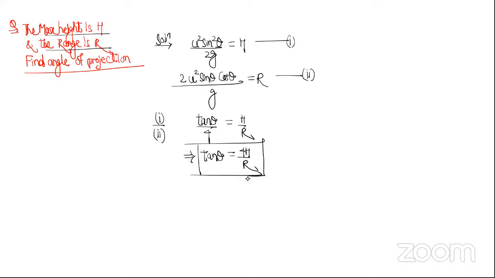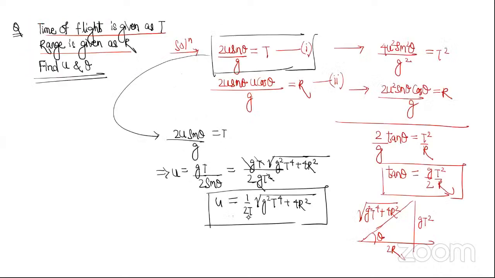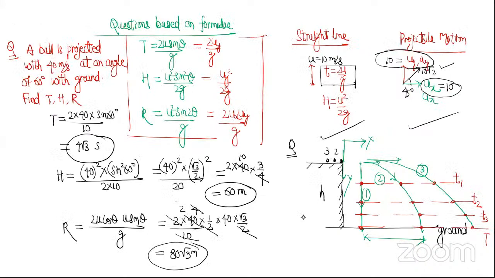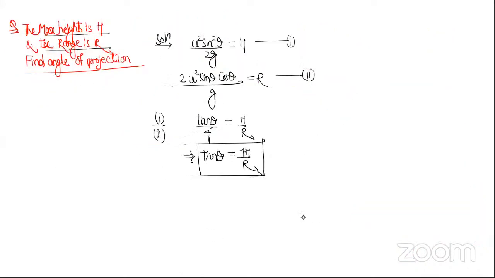So tan theta equal to 4h by r. Now let's solve some different kind of questions. ये तो पता चल गया ना आपको कैसे सॉल्व करना है. Okay. Now the question is, चलो लिखो, find equation of trajectory.